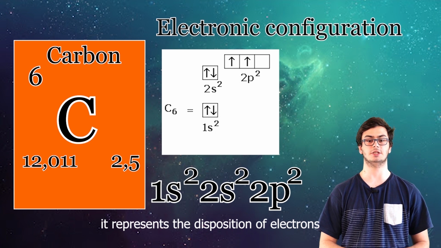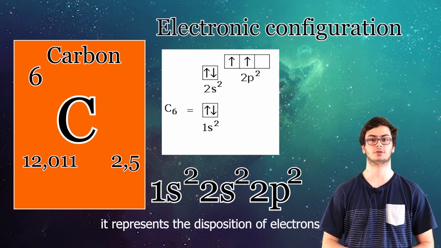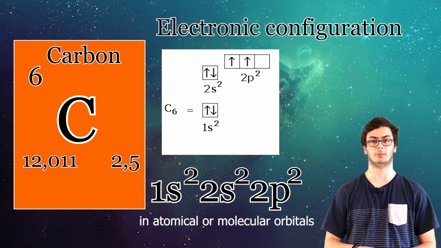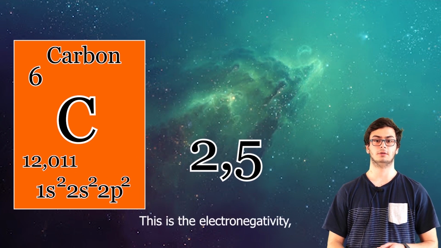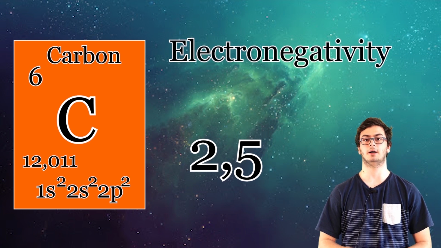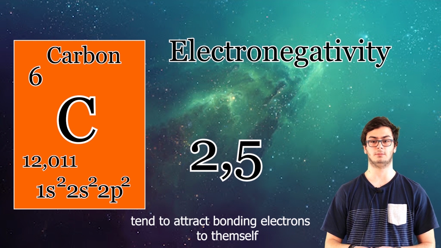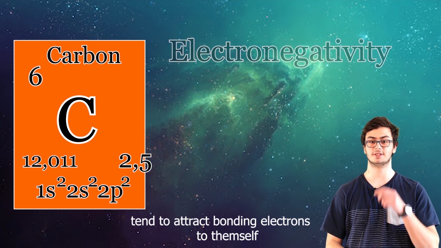It represents the disposition of electrons of an atom or molecule in atomic or molecular orbitals. This is the electronegativity, a measure of how strongly the atoms tend to attract bonding electrons to themselves.